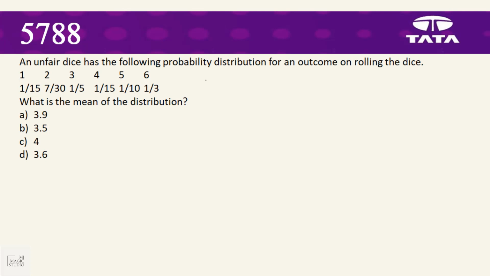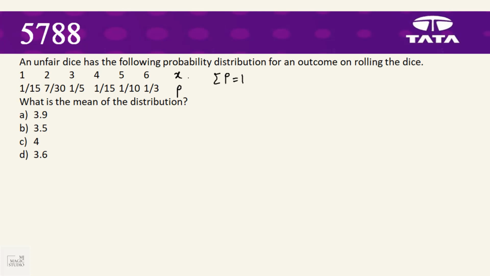An unfair dice has the following probability distribution. This is the outcome X and this is probability P. What is the mean of the distribution? First of all, we need to make sure that summation P is equal to 1. So first let's check.